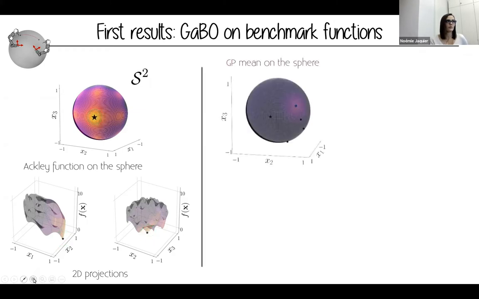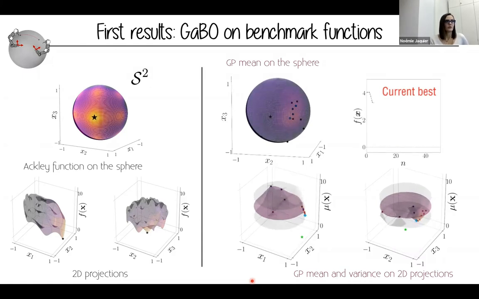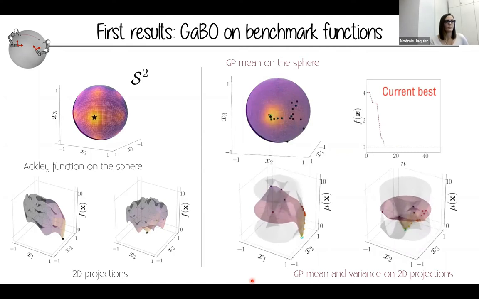So what I want to show you here, so this is again our optimum. I want to show you actually the evolution of the Gaussian process on the sphere. So the mean here on the sphere, and based on those projections, the mean and the variance of the Gaussian process. So the variance is given here by this gray envelope, and the mean is here the colored zone. So we have again our optimum denoted by this star, and here in blue you have the current optimum according to the Gaussian process model. And you will see also here the current best value of the BO that the BO found on this optimization problem.